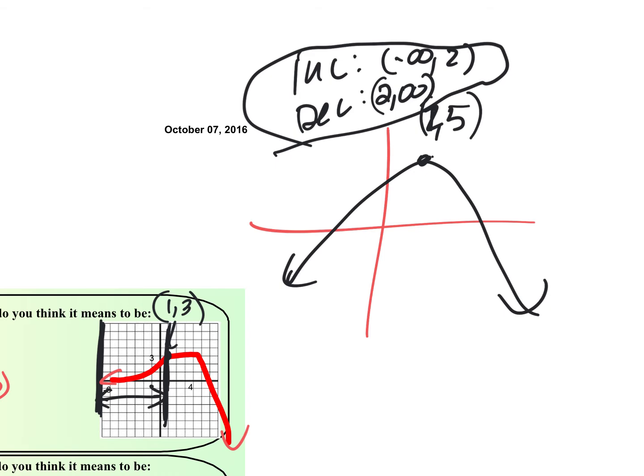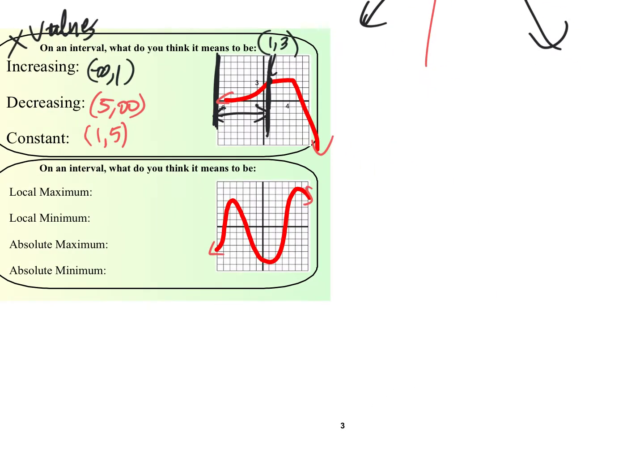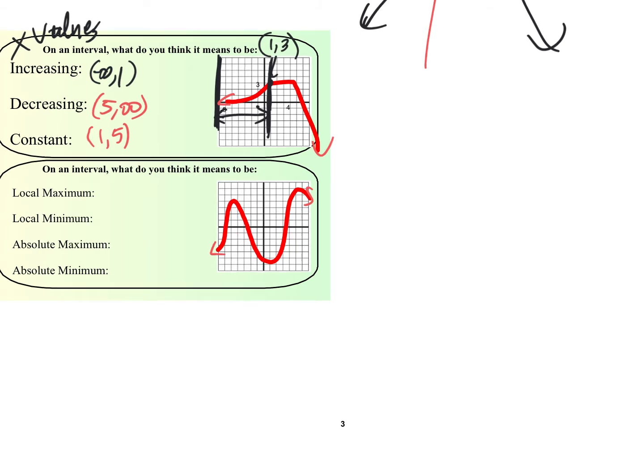Any questions about increasing and decreasing? All right, that's pretty easy. And you probably already knew that, except for the part about using the x values maybe. All right, how about this?